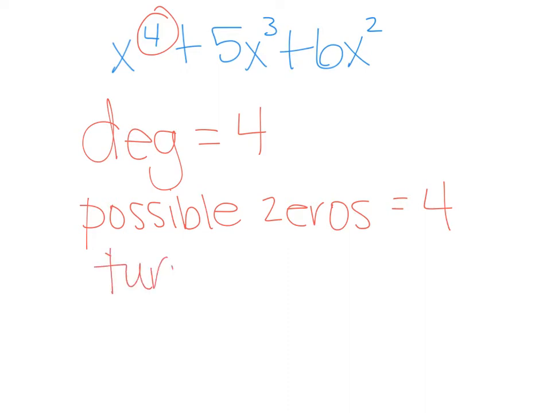And the number of possible turning points, I'm going to say possible because it doesn't mean we'll have exactly that number of turning points, is equal to 1 less than the degree.